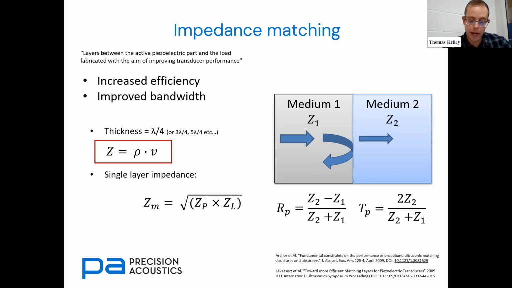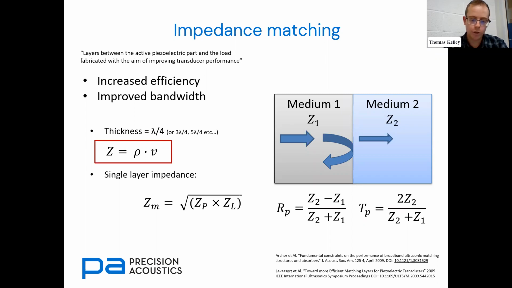So to put it into context, the ultrasonic wave speed in water is maybe 1480 meters a second, depending on temperature, etc. So at 1 megahertz, we're looking at just under 1.5 millimeters. So quarter wavelength would be 375 microns, or at 10 megahertz, quarter wavelength, 37.5 microns.